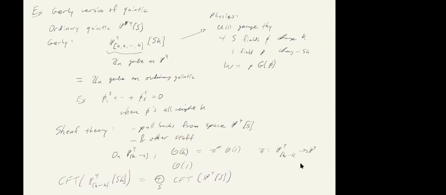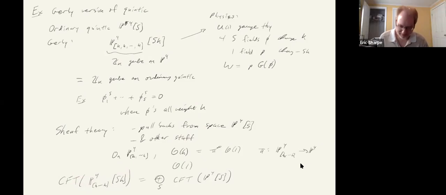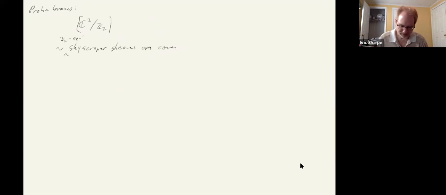The probe brains are going to be these guys with this complexified Kähler. That's right. And the probe brains do some other fun things too. So for example, let me go to another page. Probe brains. In the case of something like the orbifold C2 mod Z2, the probe brains basically look like skyscraper sheaves, let's say Z2 equivariant skyscraper sheaves on the cover C2. So basically the probe brain looks like a pair of skyscraper sheaves.